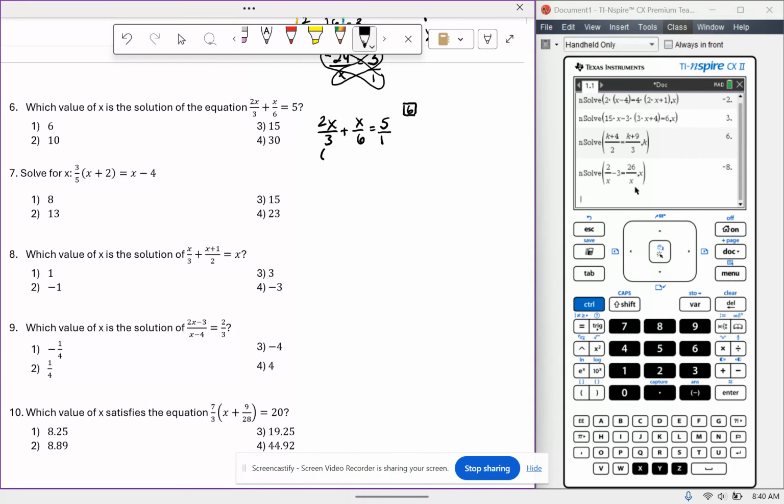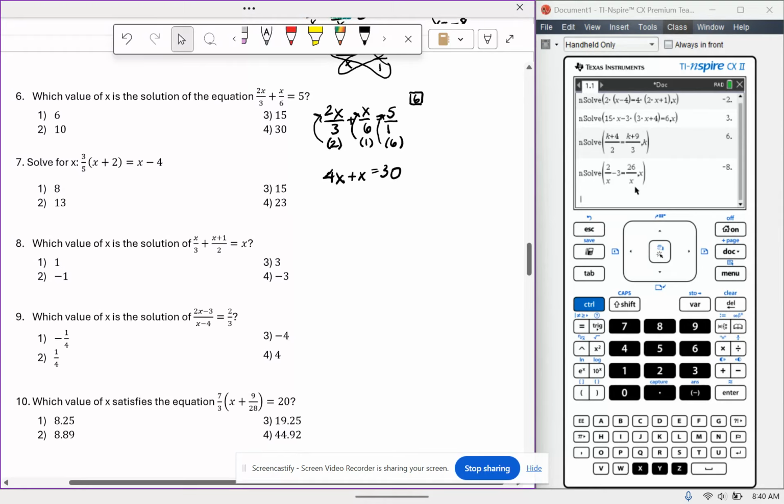So I'm going to multiply the first fraction by 2 to get to 6. This one will be by 1, and this one will be by 6. This gets multiplied by the numerator, so I now have 4x plus x equals 30. The denominator now disappears because you found a common denominator. And when you divide everything by the same number, it's kind of like it never happened. So now you've got 4x plus x gives me 5x equals 30. Divide both sides by 5, x equals 6.